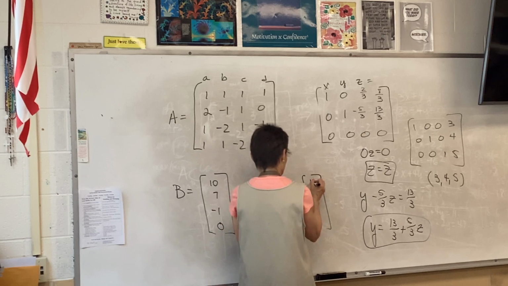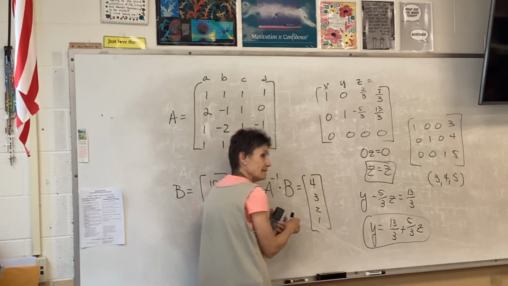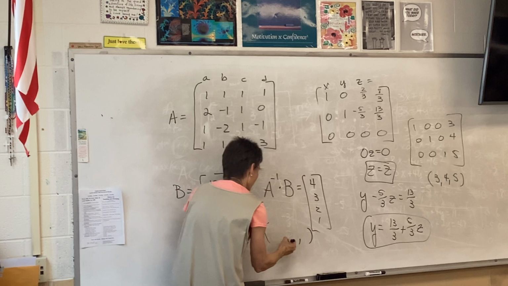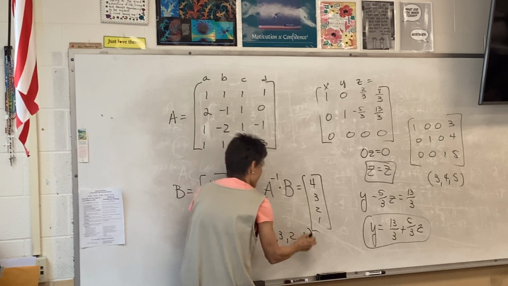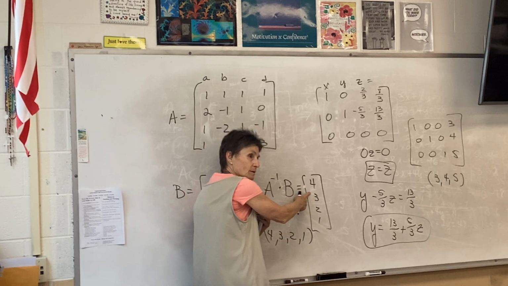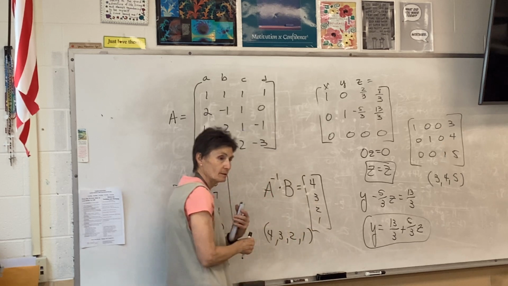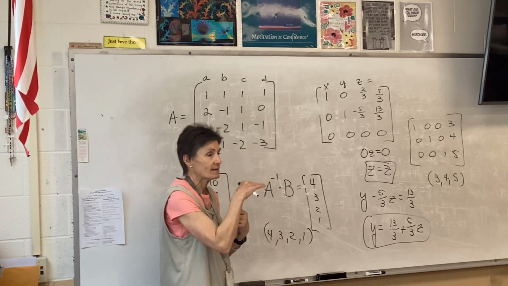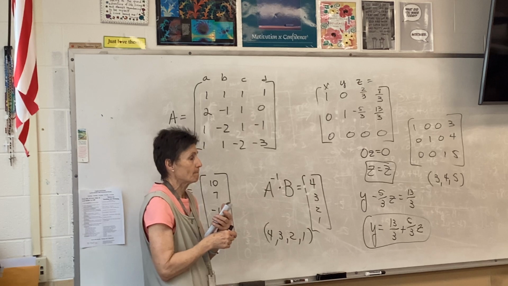4, 3, 2. Yep. Which you may certainly leave that way, or you can write horizontally. This means x is 4, y is 3, z is 2, or whatever, A, B, C, and D, whatever. A is 4, B is 3, and so on.